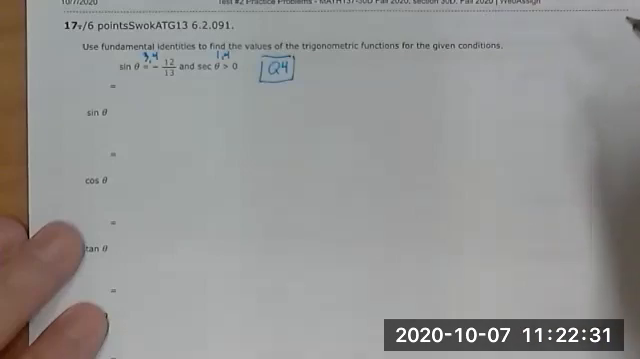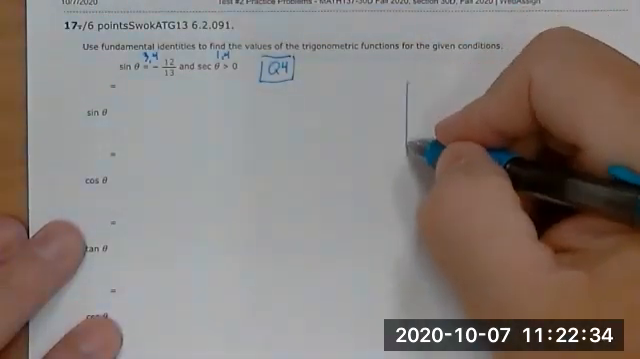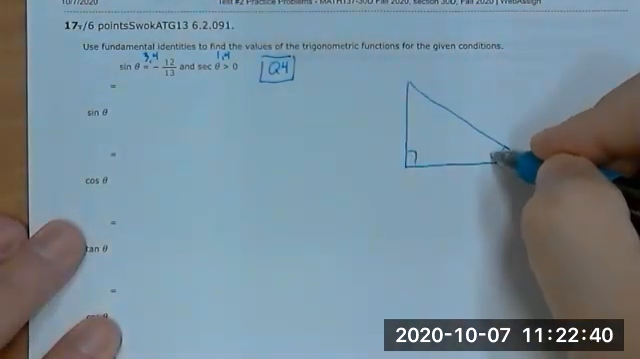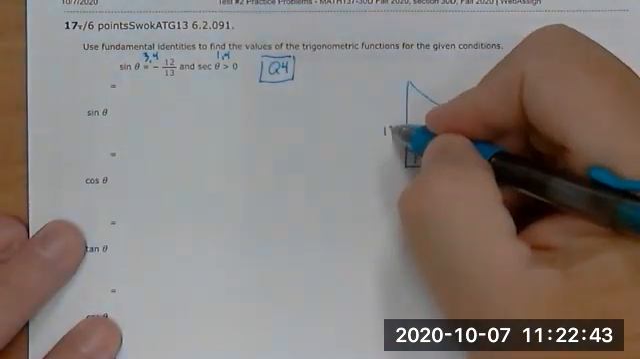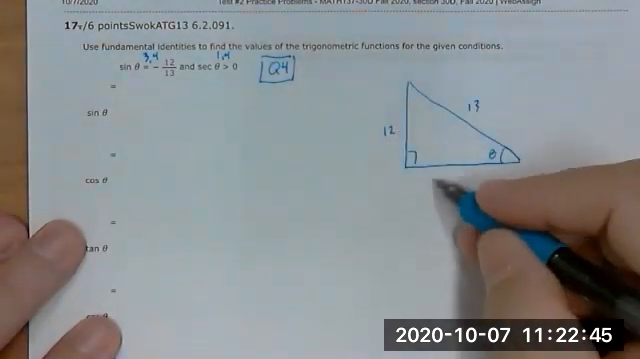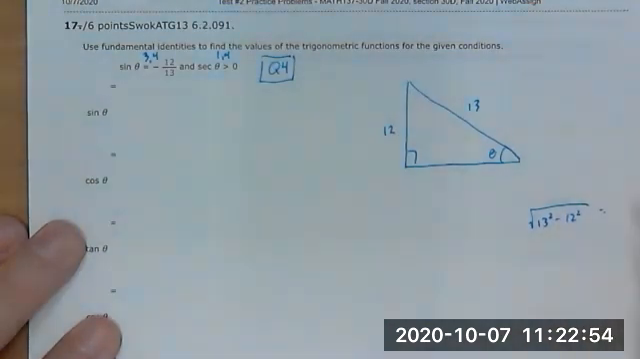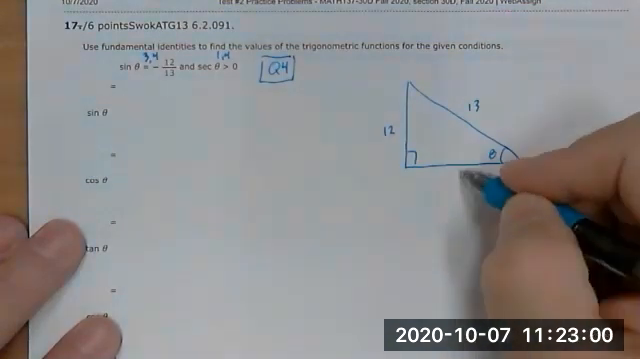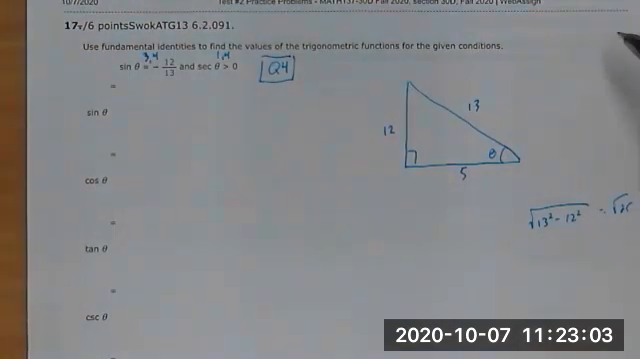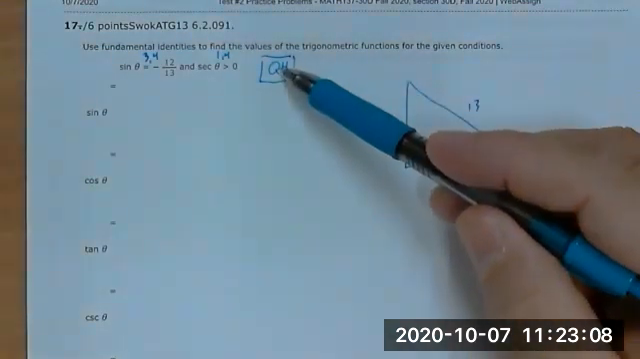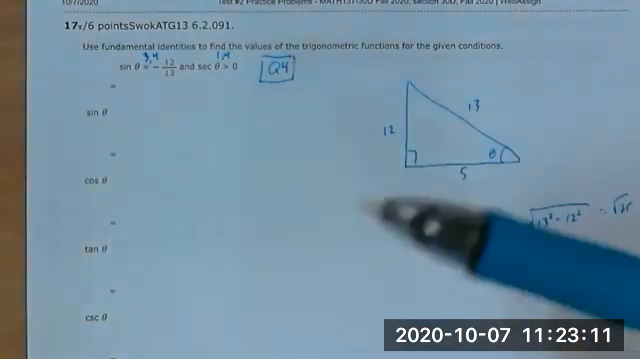Now I use my sine function. Sine is opposite over hypotenuse, to create a right triangle. Opposite over hypotenuse. If I use the Pythagorean formula to figure out this last side, it's going to be 13 squared minus 12 squared. 169 minus 144, 25. It looks like this is 5. So now you just go through all the trig functions, figure them out. In quadrant 4, figure out the positives and negatives, and you're good to go.